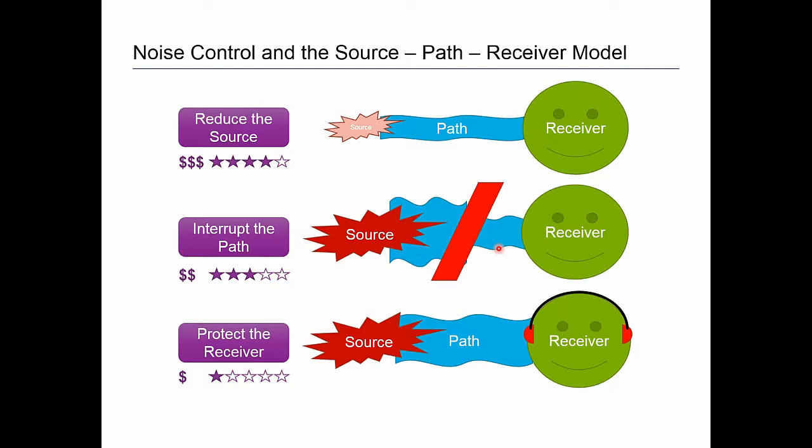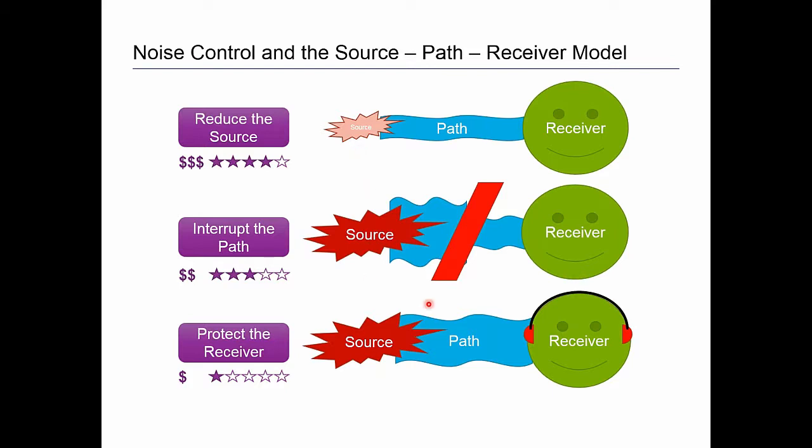Why is that? Because if we want to control the noise that's impacting the receiver, we have to change one of those 3 things. We either have to reduce the source, and you'll note I put 4 out of 5 stars there because reducing the source of the noise is very effective. If you're making less noise, there's less noise to worry about, there's less noise to get to the receiver. However, changing the source is typically the most expensive way to control noise, because especially if it's something that's already been installed, trying to change it can be prohibitively expensive.